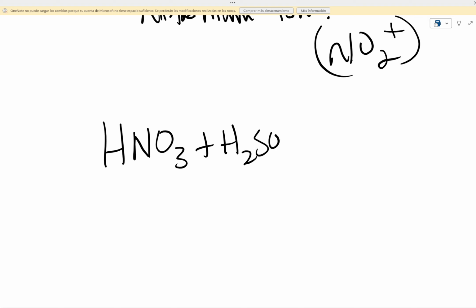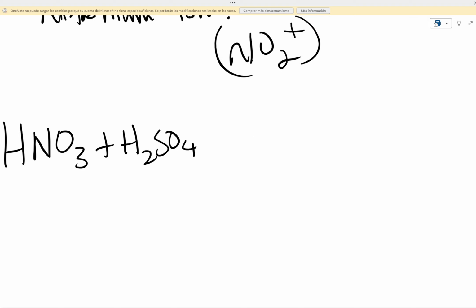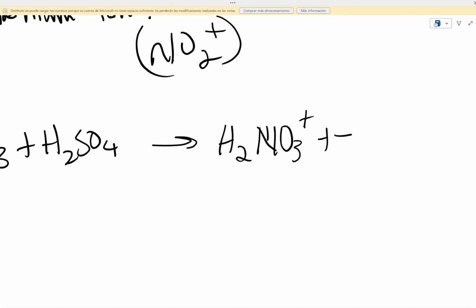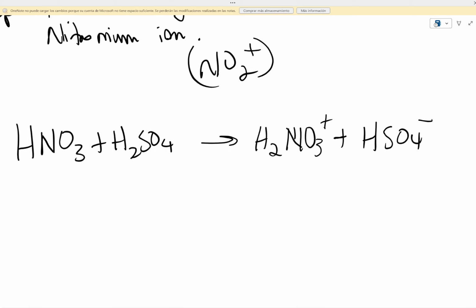So we know that we're reacting HNO3 plus H2SO4. What this reaction will give us is H2NO3 plus, and we notice that all that's happening is that a hydrogen is moving from the sulfuric acid to create hydrogen sulfate, and then that adds the extra hydrogen onto the nitric acid there. So we have this reaction happening first.